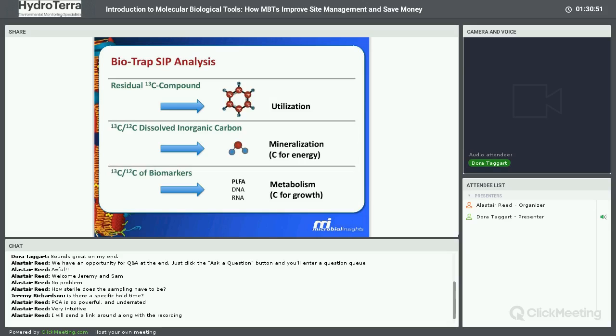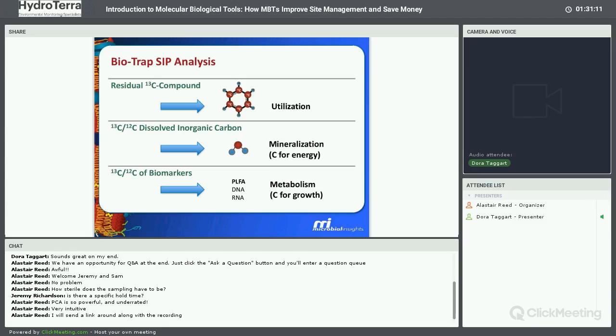So the way that we're going to understand this is when we get the biotrap back from that monitoring well, we're going to measure the amount of that 13C compound that we have left. So we know what the loss was because we know how much we put on there originally. We look at what's remaining on the trap. Then, more importantly, not only was it lost, but where did it go?